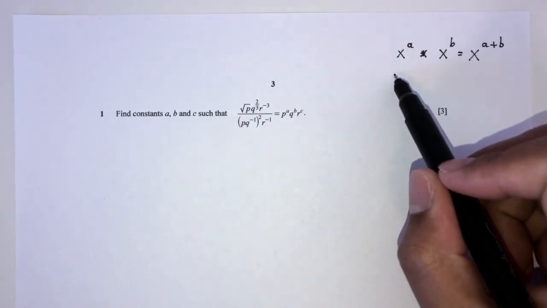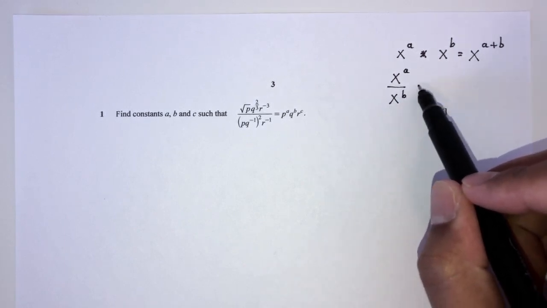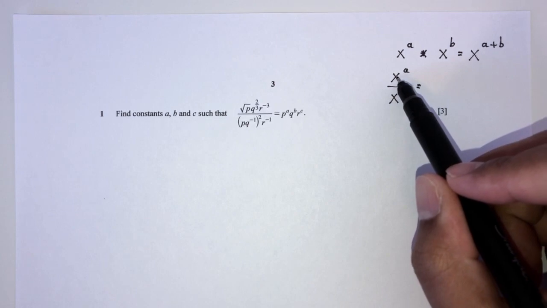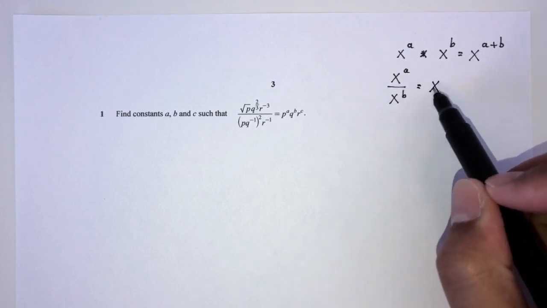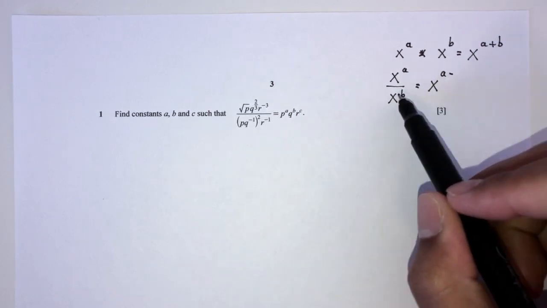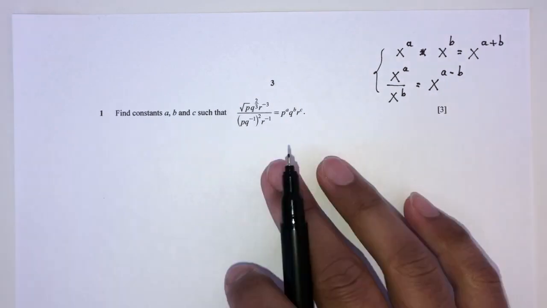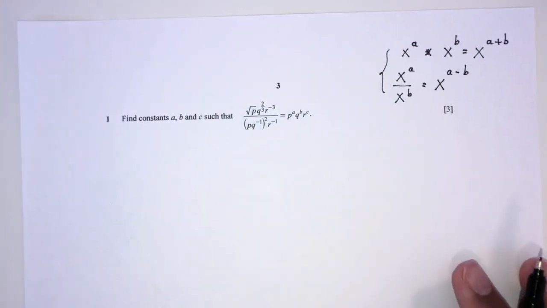Now what else? We know that if it's x power a divided by x power b, because the bases are the same, we can combine them together. Here we have a minus b, because divide becomes minus. So we just have to know these laws to solve this question step by step. One by one, let's try to simplify.